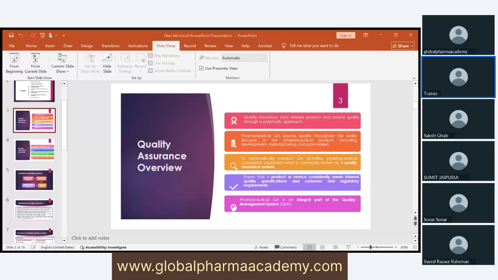So, in the approaches we saw that there are 4 sections. One is product development quality assurance, manufacturing quality assurance, supplier quality assurance, and distribution quality assurance. So hope you all have understood what that is. Next, this is where we are now.